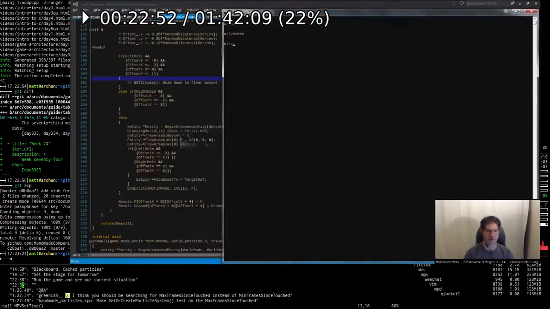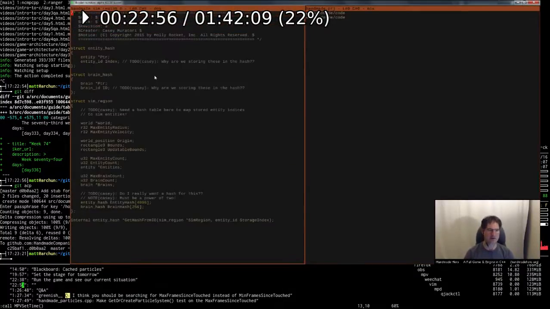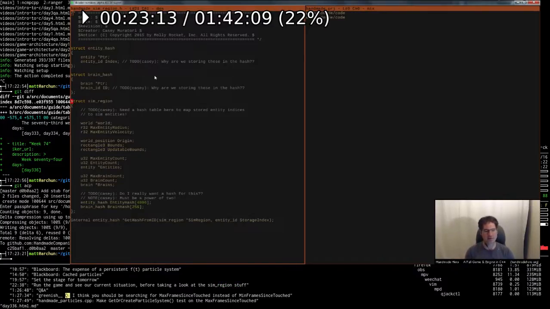So let's go ahead and take a look at the sim region stuff. My belief is that, if you take a look at the way the sim regions work, these sim regions are meant to come and go very spontaneously throughout the run of the program. And so the sim region itself is not really the right place to put this cache.